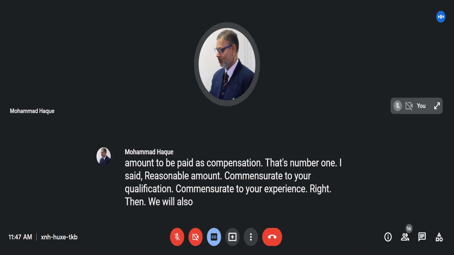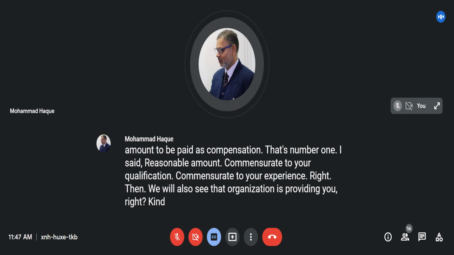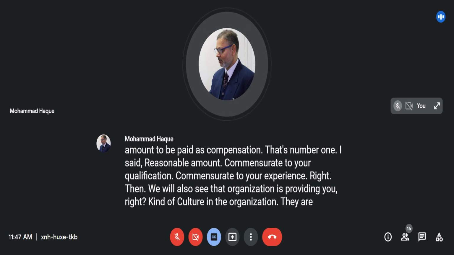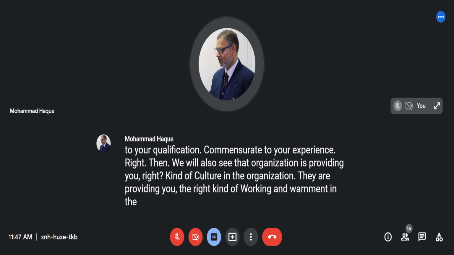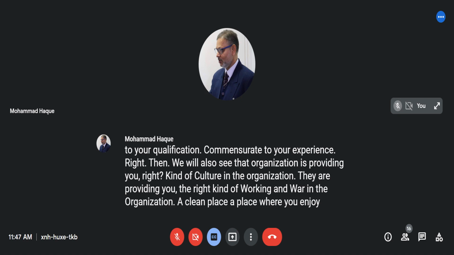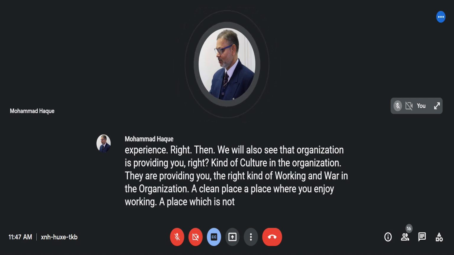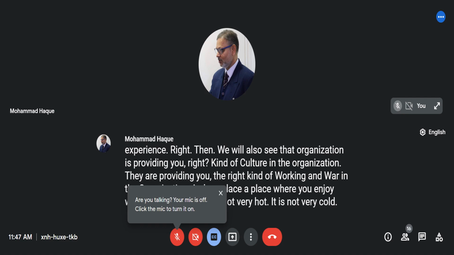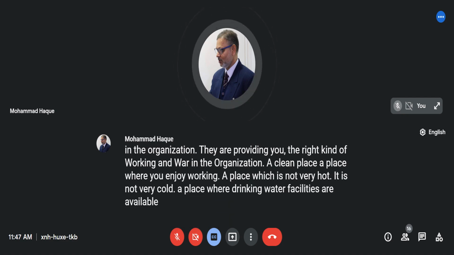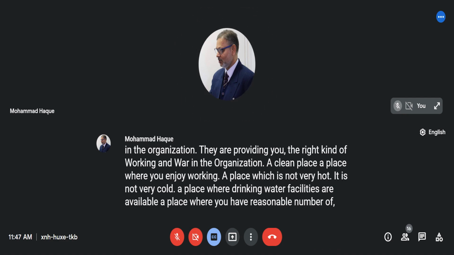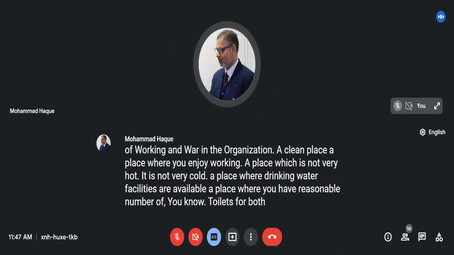Then we will also see that the organization is providing you the right kind of culture in the organization. They are providing you a right kind of working environment in the organization. A clean place, a place where you enjoy working, a place which is not very hot, not very cold, a place where drinking water facilities are available, a place where you have a reasonable number of toilets for both males and females.